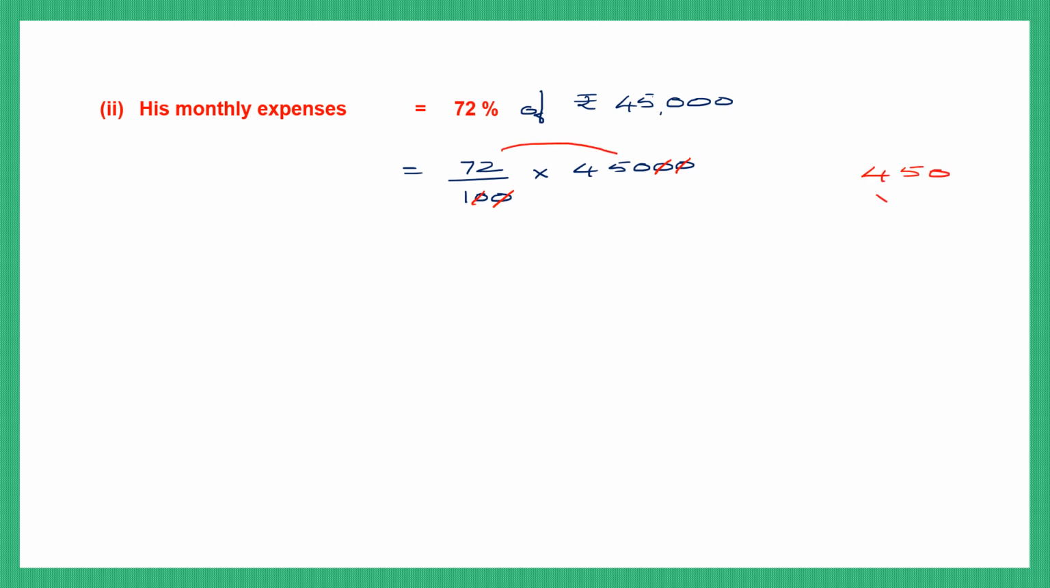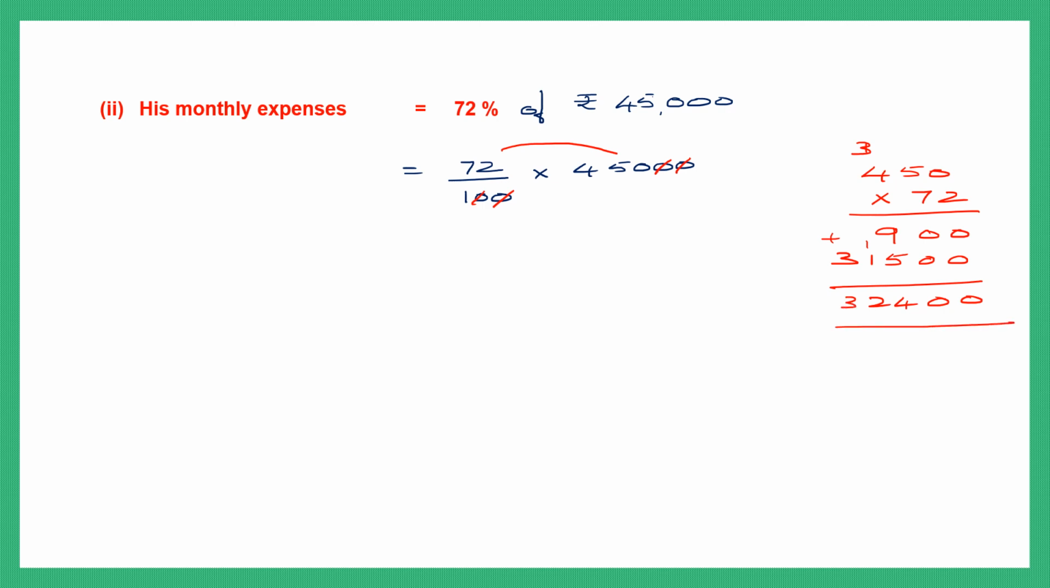So 450 into 72. Two zeros are 0, two fives are 10, carry 1. Two fours are 8, plus 1 is 9. 7 zeros are 0, 7 fives are 35, carry 3. 7 fours are 28, 29, 30, 31. So add this up, what do we get? 0. 9 plus 5 is 14, carry 1, 2 there and 3. So 32,400. So every month he spends 32,400 rupees. This is the answer to the second part of the question.